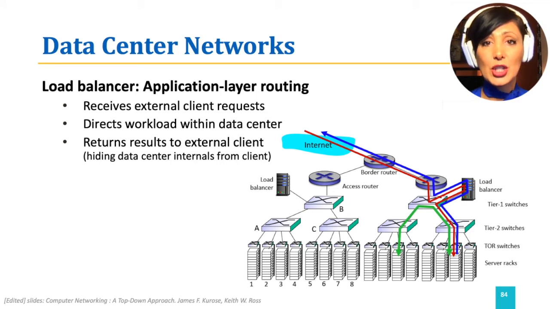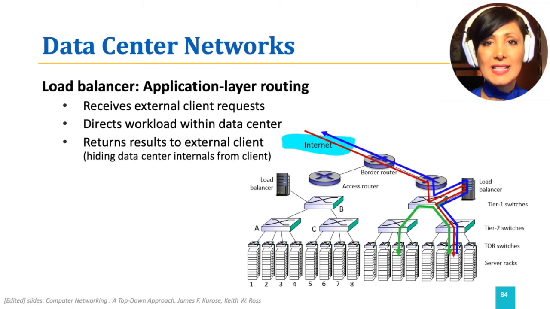In a traditional hierarchical data center design, a number of TORs are connected to a Tier 2 switch, which in turn is connected to a Tier 1 switch in a hierarchical way. Then, these Tier 1 switches are connected to an access router. This would form a Layer 2 network or a LAN under each access router.